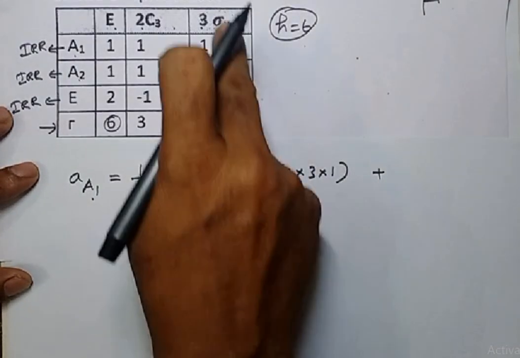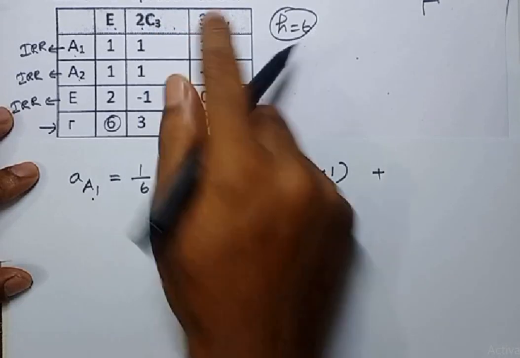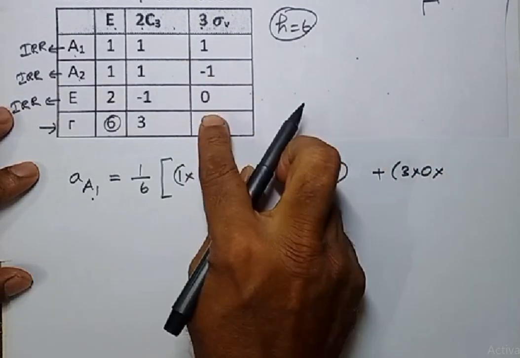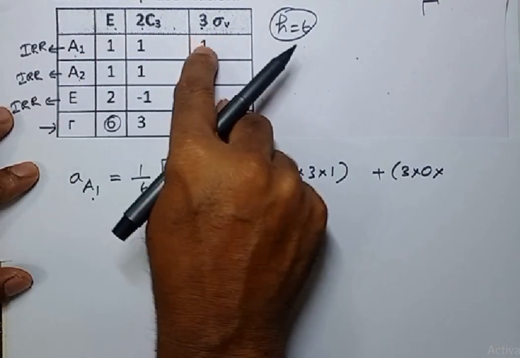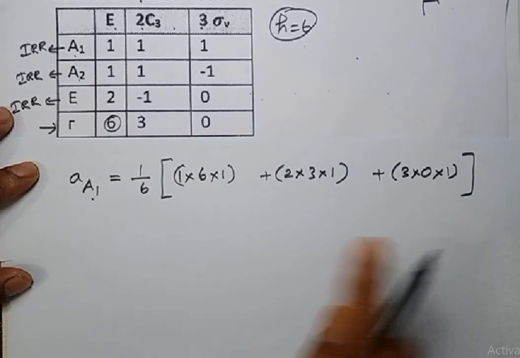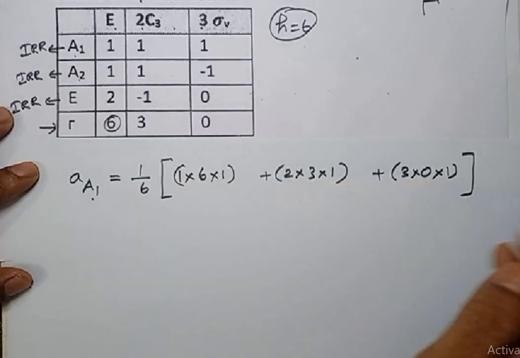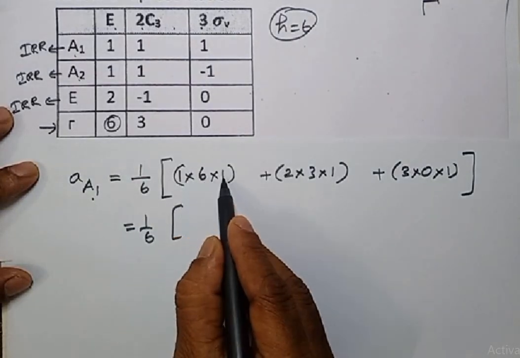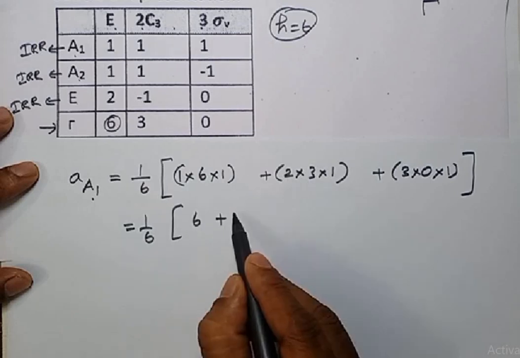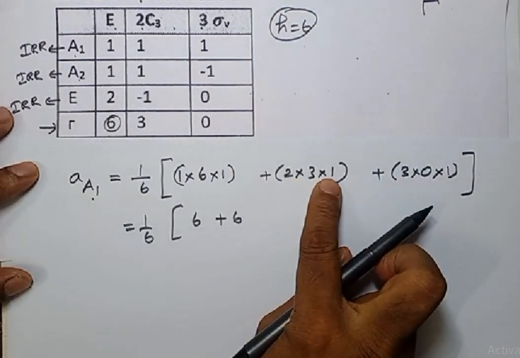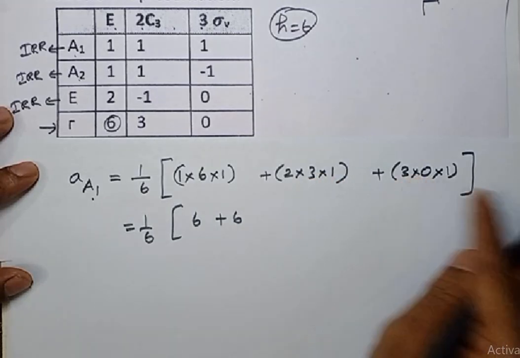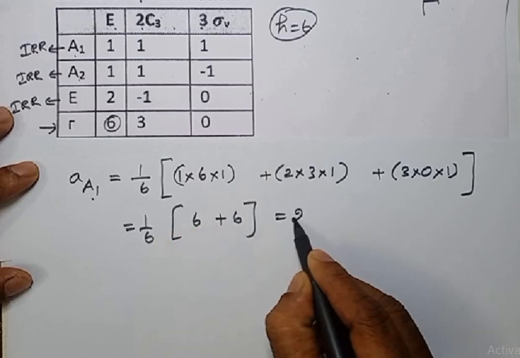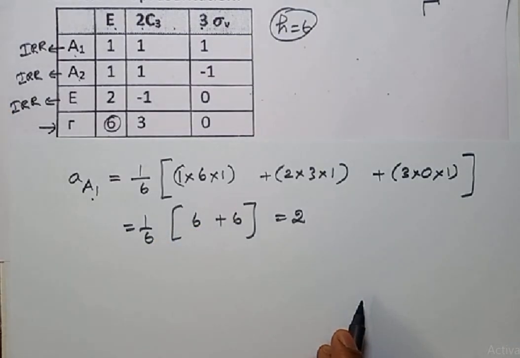Plus, now we go to class 3. In class 3, we have 3 operations. The reducible character is 0 and the irreducible character along A1 is 1. Multiply these three, then sum up. So 1 by 6 into 1 into 6 into 1 is 6, plus 3 into 2, 6, plus 6 into 1, 6. Here I have 0, so that becomes 0. 6 plus 6 is 12. 12 by 6 is 2, right?